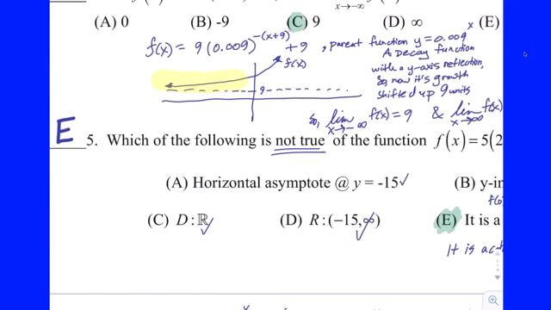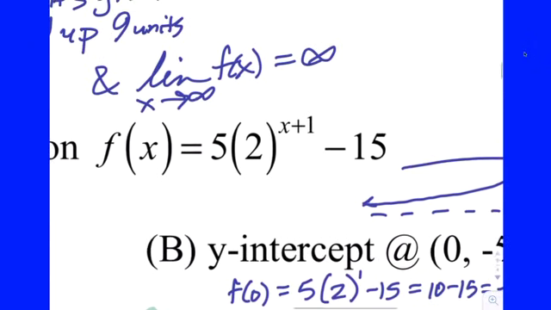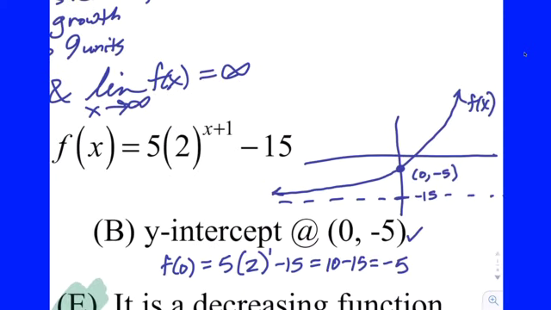Which of the following again is not true? Which one is false? So 4 of them are true, and 1 of them is not true. The parent function is 2 to the x. This one is in standard transformation form. So again, I just did a quick little sketch. We're moving it down 15 units.